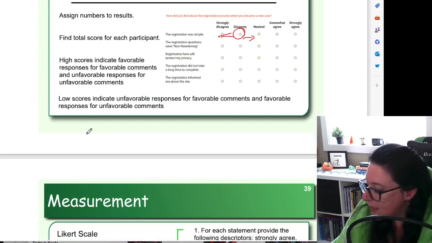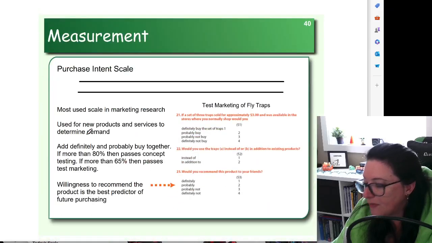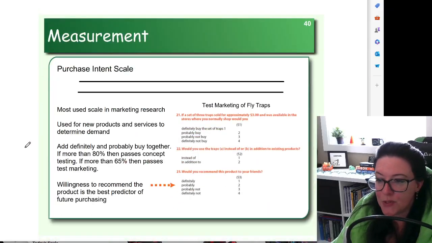And we're going to discuss our last two here. In our last video, we have a Likert scale left and the purchase intent scale. So we'll end this video here and we'll cover those in the next one.